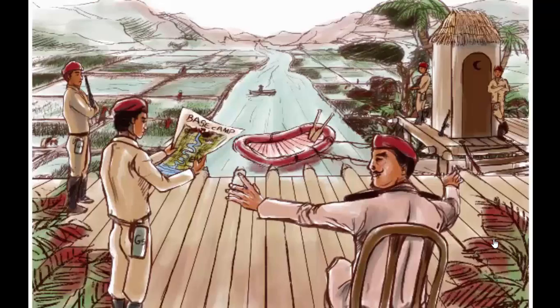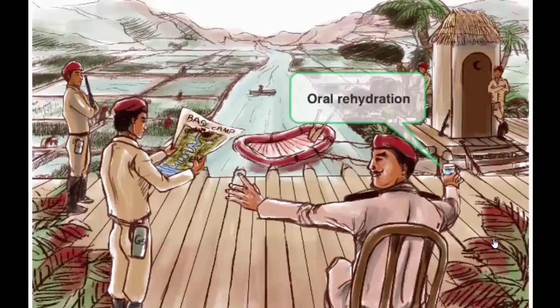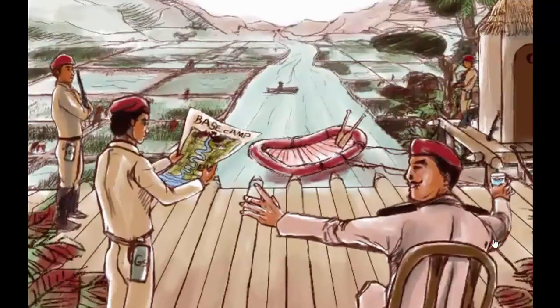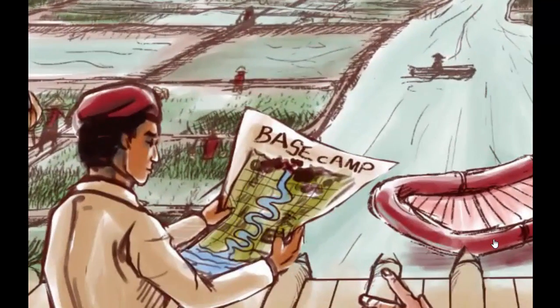Alright, now that we know where all the watery diarrhea comes from, how do we treat cholera? Well, although antibiotics have been shown to reduce duration of symptoms, the primary treatment is still oral rehydration therapy with electrolytes. We'll represent this simply by having the colonel drinking water. Okay, now turn your attention back to the map. Notice this says base camp.